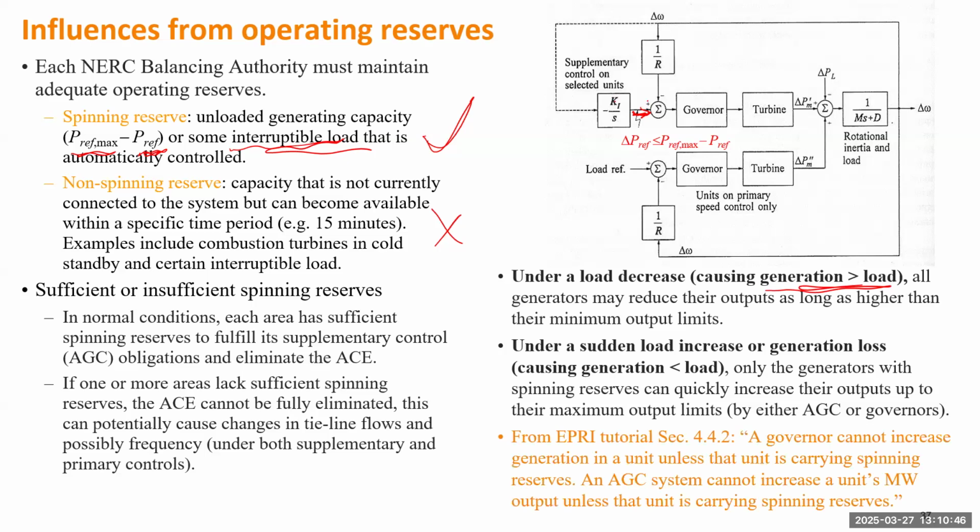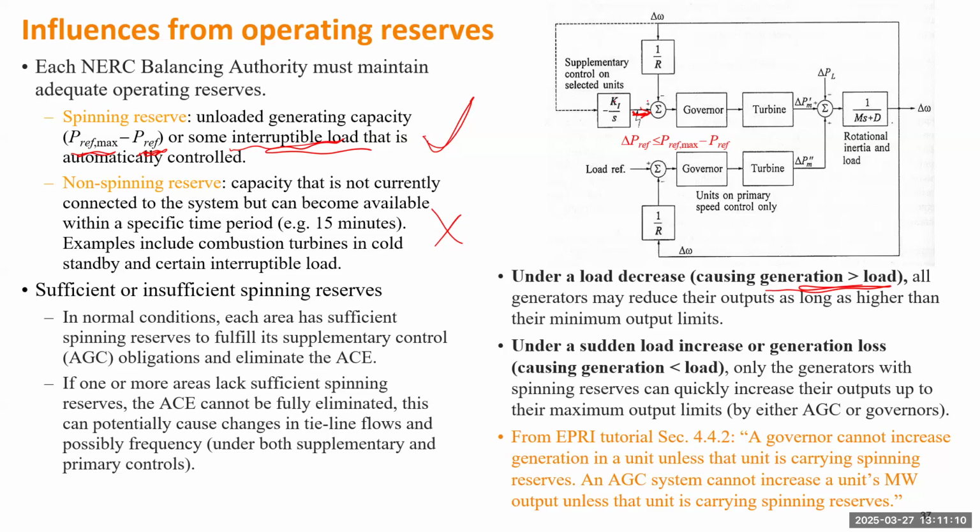From the tutorial, there's a section 4.4.2. There's a very important sentence: a governor cannot increase generation in a unit unless the unit is carrying spinning reserve. An AGC system cannot increase a unit's megawatt output unless that unit is carrying spinning reserve. Okay, keep that sentence in mind.